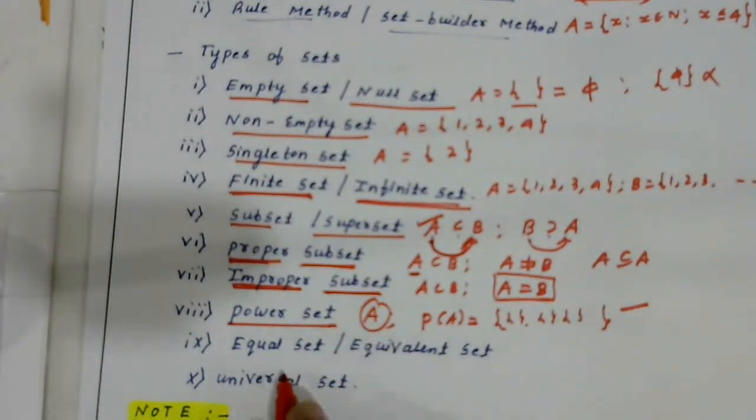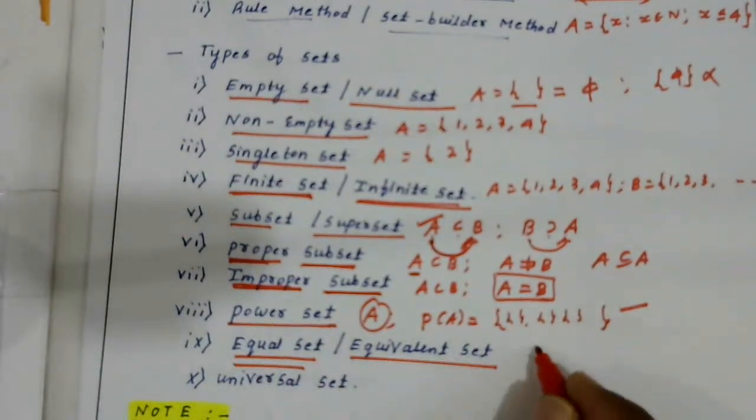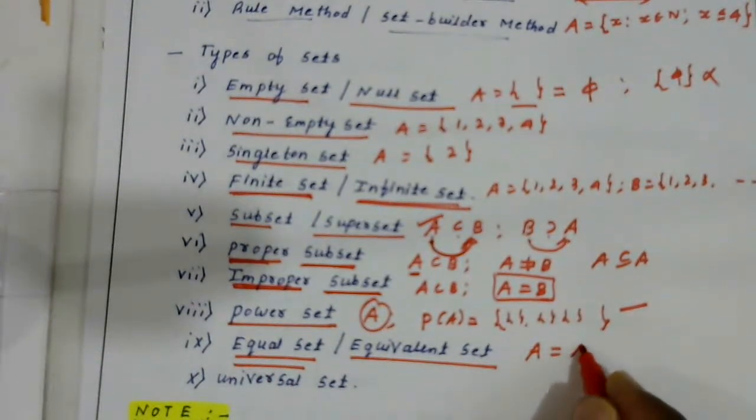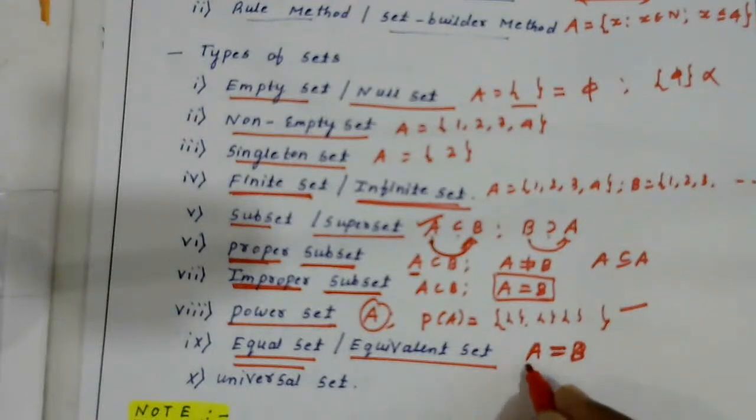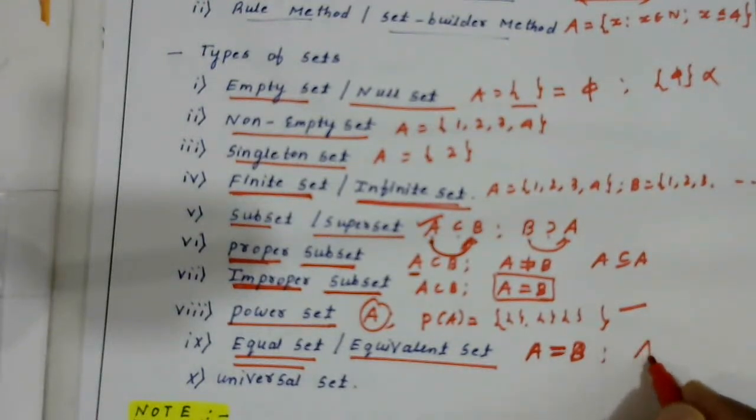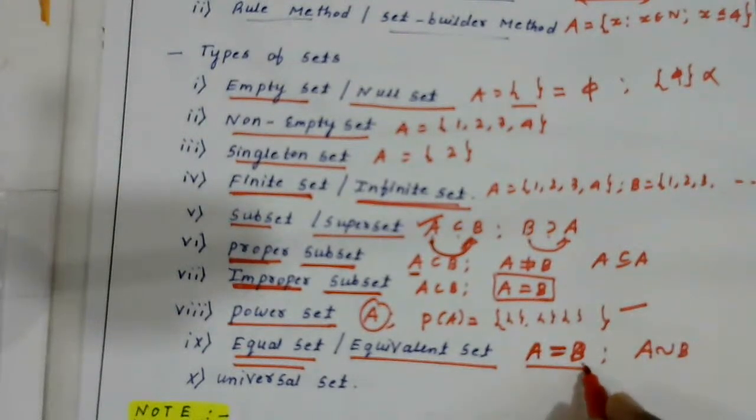And next, what is an equal set and an equivalent set? When do you say two sets are equal? If they have the same number of elements and the same elements, two sets are said to be equal if they have the same elements. And when do you say two sets are equivalent? There is a notation for equivalent. Two sets are equal if they have the same elements. Two sets are said to be equivalent if they have the same number of elements.